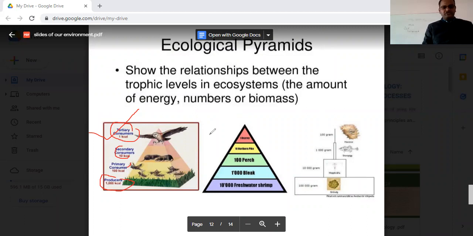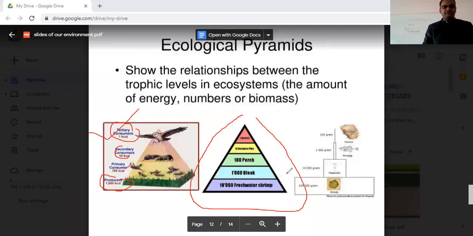Okay, so suppose we are talking about the pyramid of number, then at the bottom level, whose population will be maximum? Tell me through the chat box, give me the reply. At the bottom level, whose population will be maximum? Okay, very good. The producers, very good.